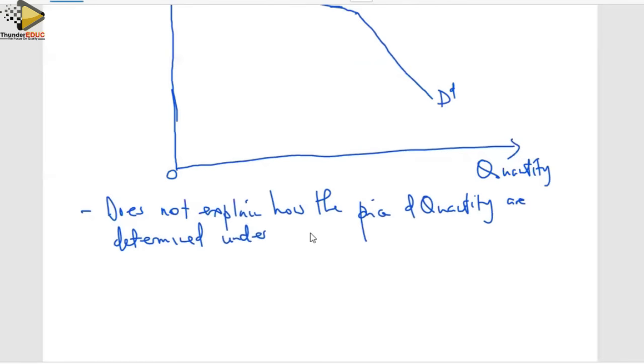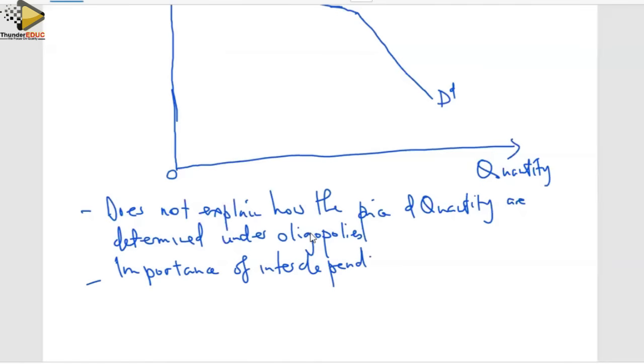under oligopolistic industries. But what does it illustrate? It illustrates the importance of interdependence. It highlights the significance of interdependence of firms in that specific industry, how firms in the specific industry must interdepend. And there is also an element of uncertainty in the market.